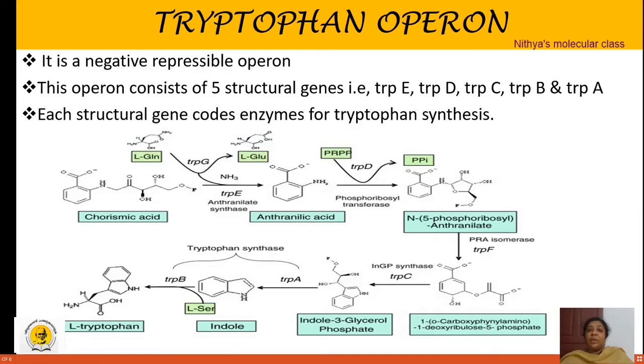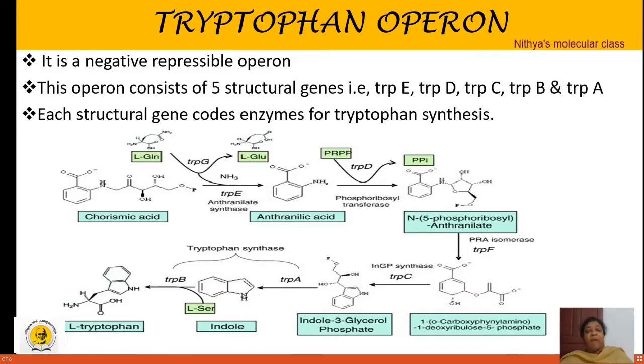Now we'll look into the mechanism of the tryptophan operon. It is a negative repressible operon. This operon consists of a promoter, operator region, a leader sequence and structural genes. In the structural genes, there are 5 structural genes.